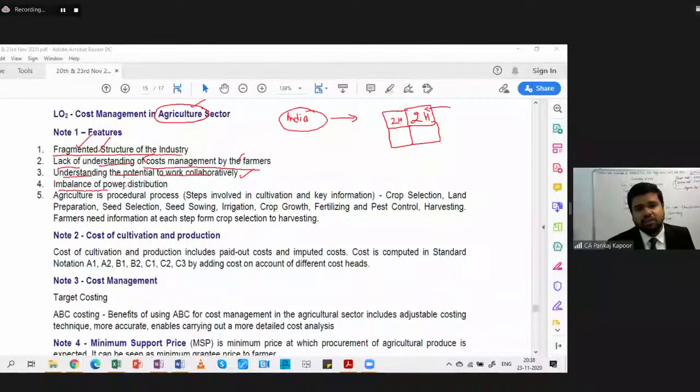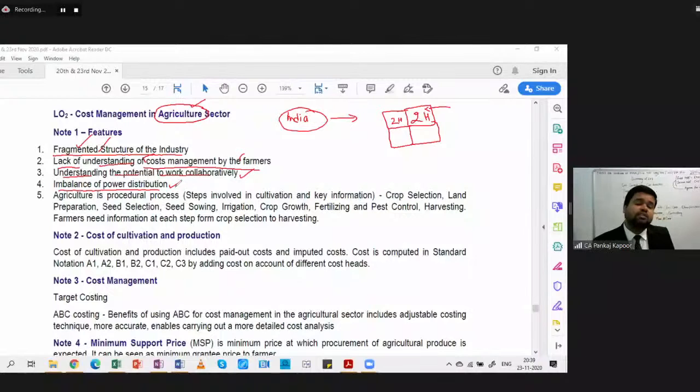Further, imbalance of power distribution. The person who grows the agriculture produce is not that resourceful. He is largely dependent upon the marketing system. In the market, if the wholesaler or the adatiya or the corporate house is willing to buy his produce, only then is he capable of selling. Otherwise, he is under pressure to sell his produce at any price.